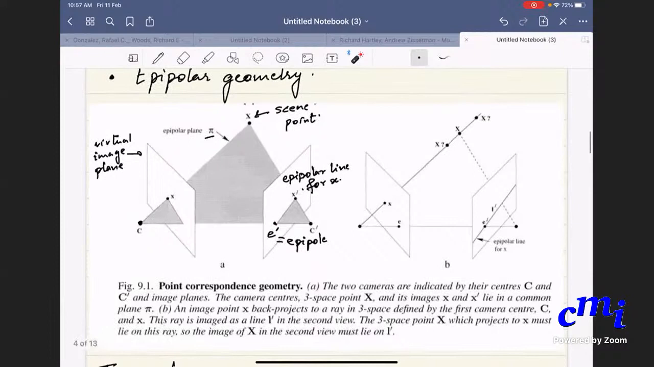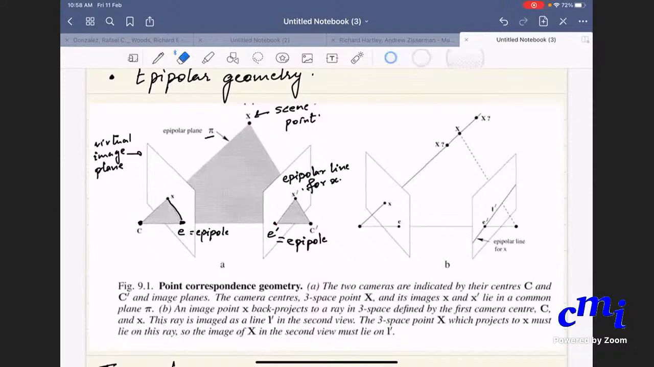So we called this point the epipole. Now you could also reverse this situation. Correspondingly, this point here, which is the projection of C prime when viewed from C, is also called the epipole. So E and E prime are the two epipoles in the picture. And similarly, this segment here will be called the epipolar line for X prime.